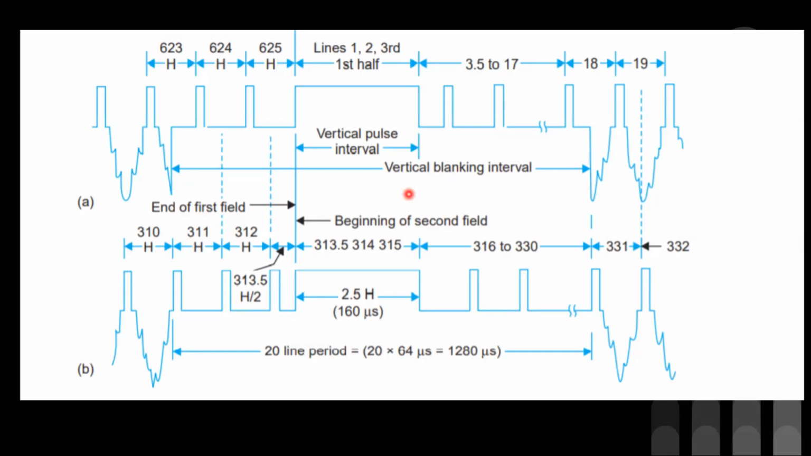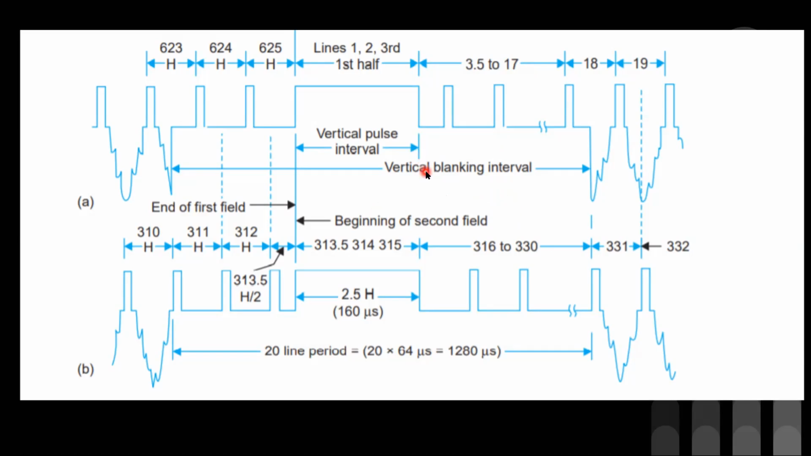is around 3 times greater than this horizontal line period. If the width is less than this, it becomes very difficult to separate between horizontal and vertical pulses at the receiver side.